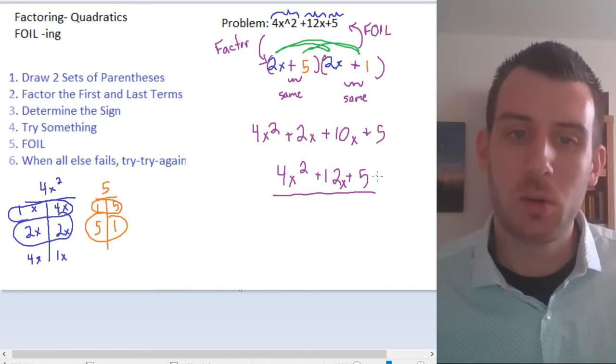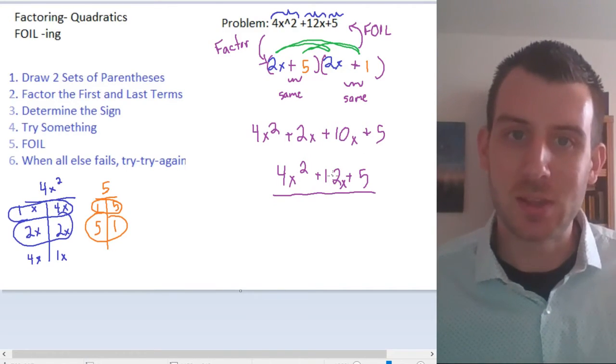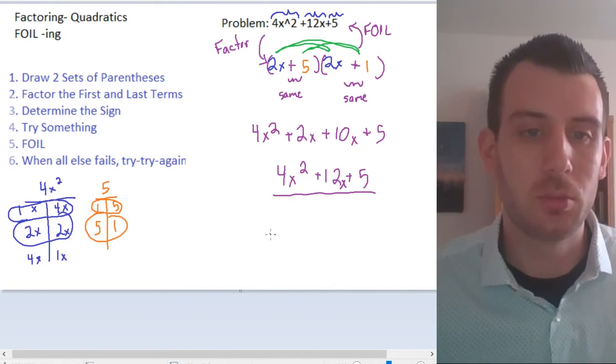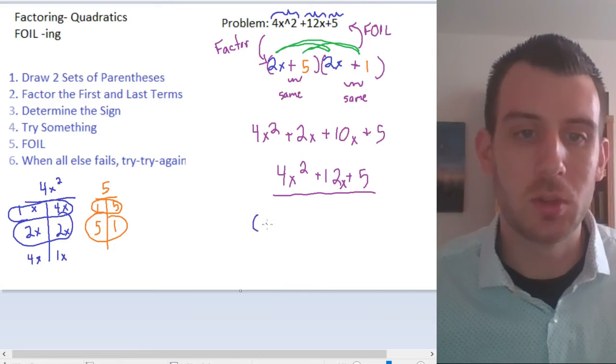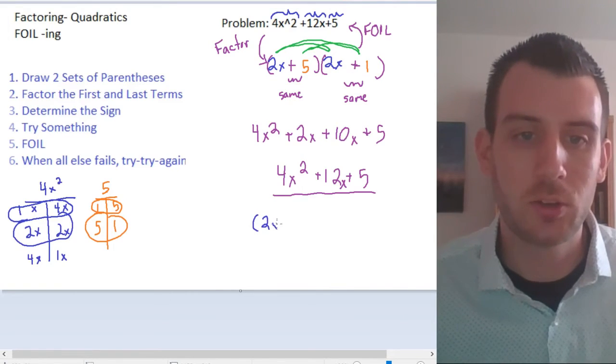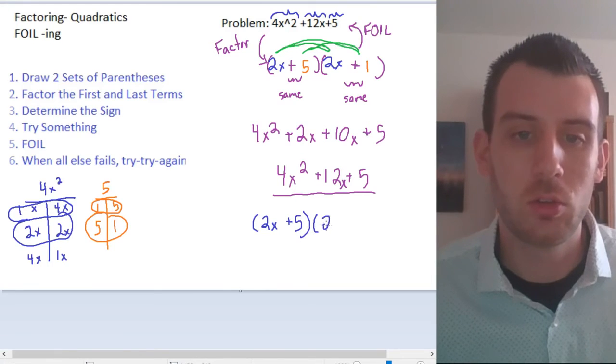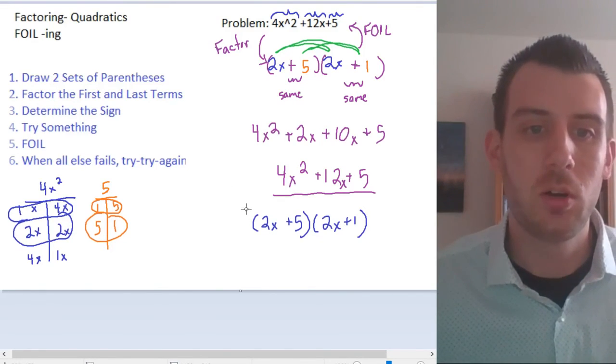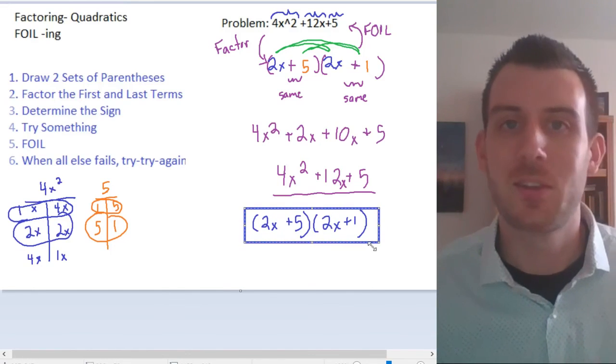Not the 4x squared plus 12x plus 5. That's the problem they gave me. I need to give her or him my final answer. So my final answer is going to be what I factored it down into. 2x plus 5 and 2x plus 1. Box it so that they know that's your final answer and not just some more work. And you are done. Alright, hope you enjoyed.